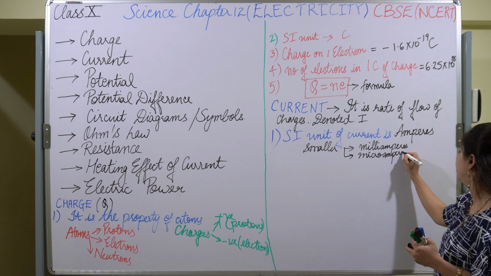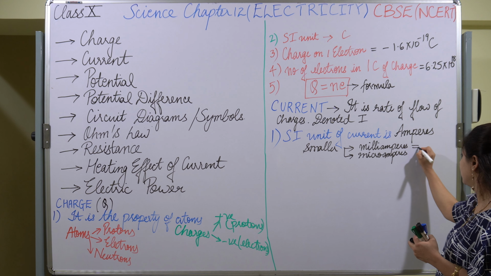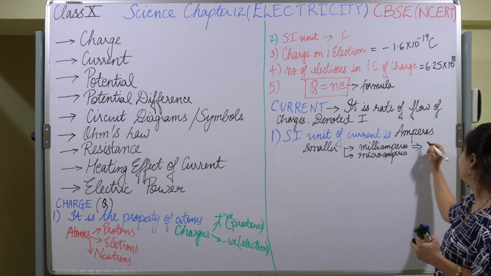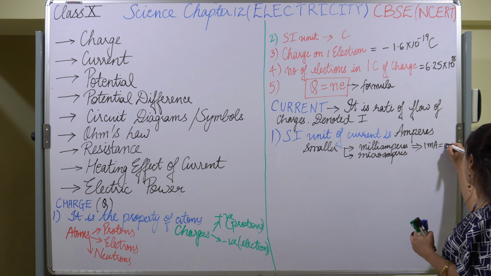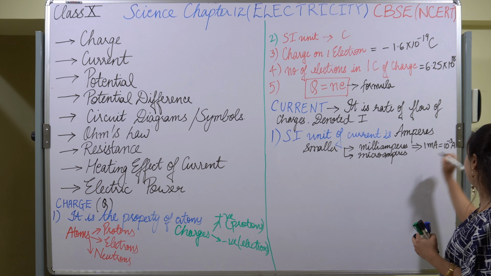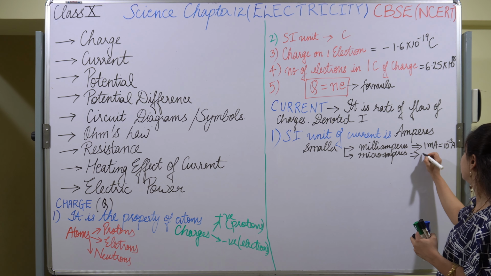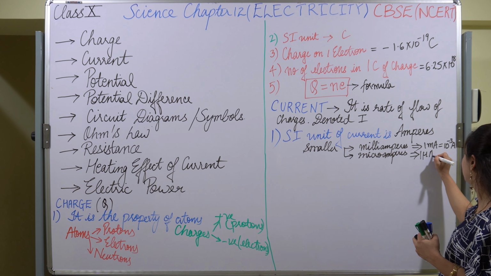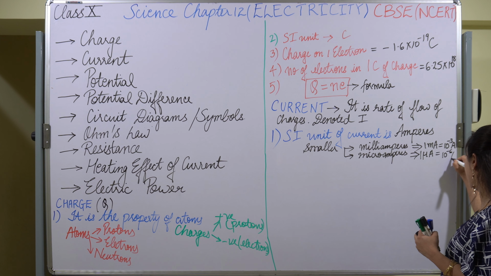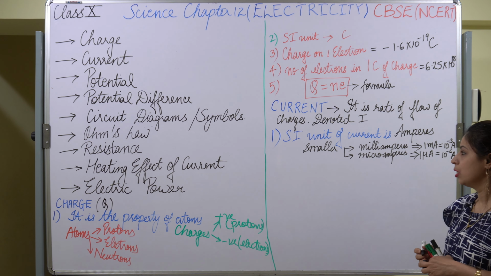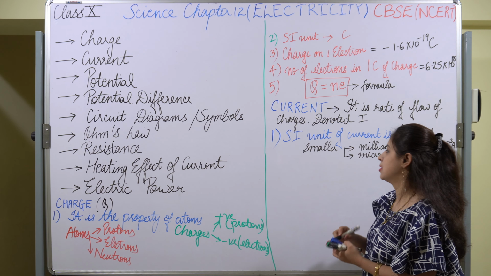The relationship between them is that 1 milliampere is equal to 10 power minus 3 amperes, and 1 microampere is equal to 10 power minus 6 amperes. Okay, so these are the units.